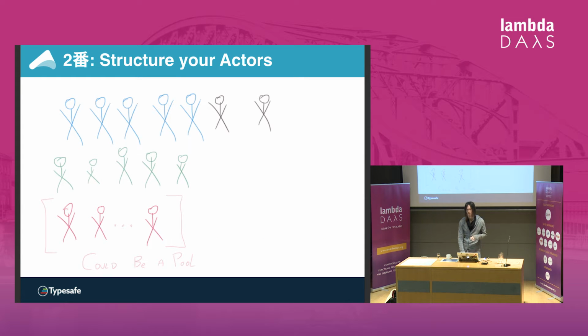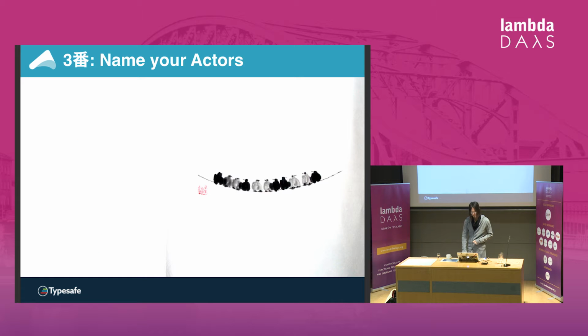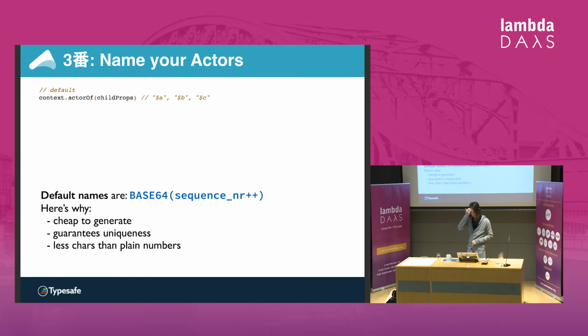And of course then new patterns emerge, so it could be a pool that is dynamically scaling, but the concept is the same, that it's structured. Okay, so once you have more actors, you probably should name them. And if you don't name them, this is how it looks. If you just say context actorOf, some props, these are the default names that are generated.